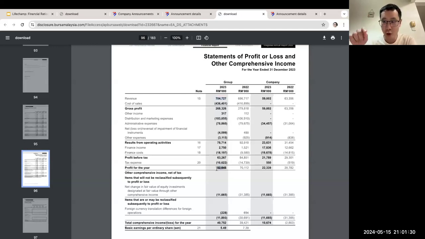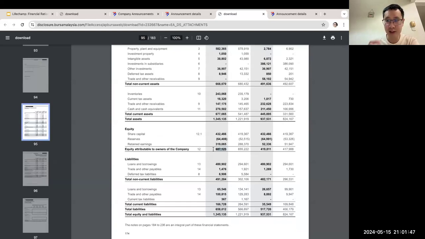Now I'm going to go on to return on equity. Okay, so return on equity, what do you need to do? You have to take profit for the year, which is 52645. Okay, type in 52645, and then you divide by the shareholders' equity, which is 687,123. And then type in the chat box. What is the return on equity for this stock? Okay. So the return on equity is 7.66%. Okay, very good.